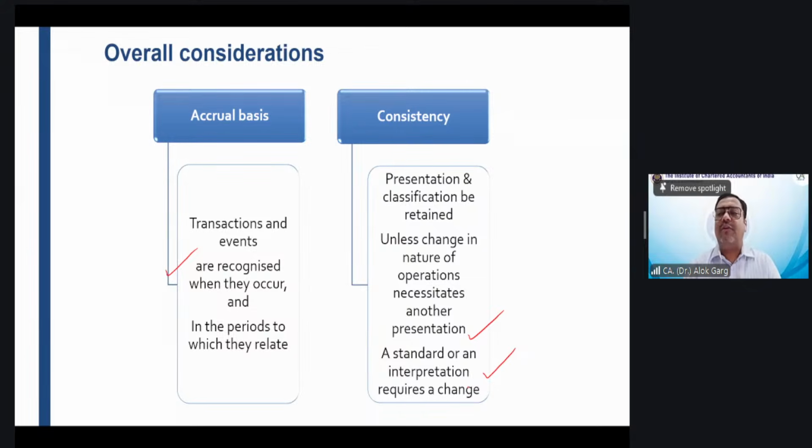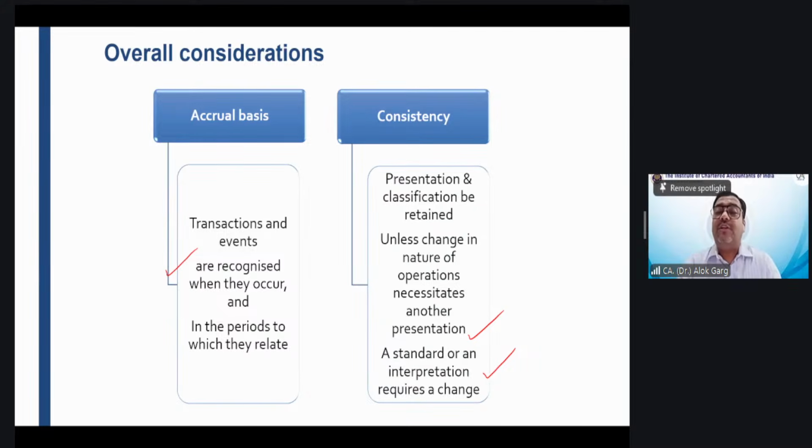Friends, whatever presentation you have given, for example, books and periodicals, printing and stationery, you have covered it as a part of other expenses. So keep it consistently presenting under other expenses. Don't dilute it. Okay. For example, in the last year, you have taken printing and stationery expenses as other expenses. This year you decided to show it on the face of the P&L.